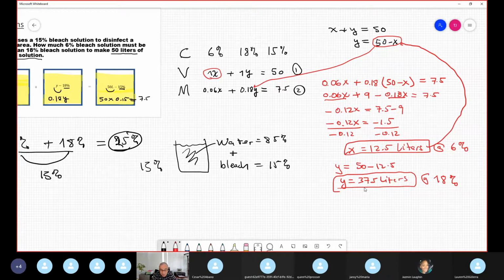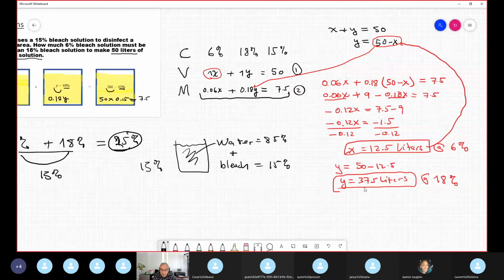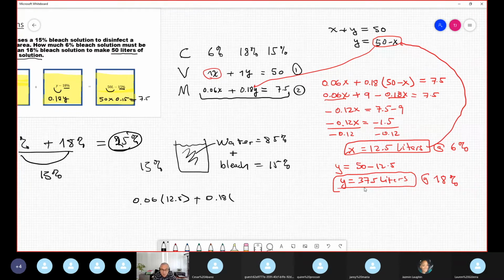However, out of curiosity, we can do a verification that everything is okay. So you take, for example, the most complicated equation, this one, and plug it in: 0.06 multiplied by 12.5 plus 0.18 multiplied by y, which is 37.5, should be, I claim, 7.5. I put it in a calculator. Of course, it's true. End of the story.